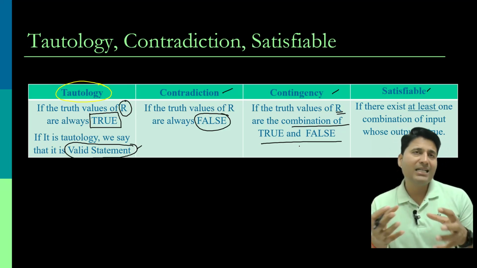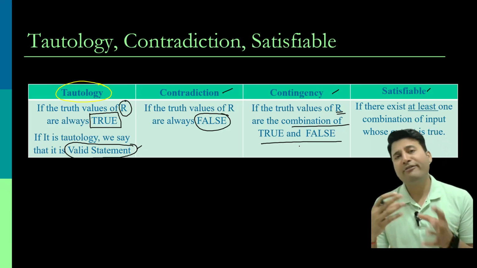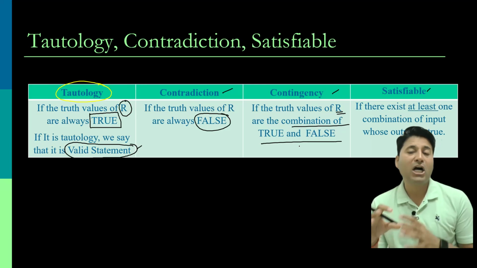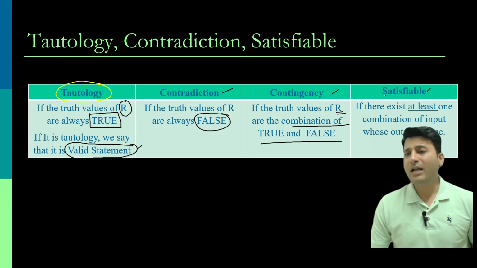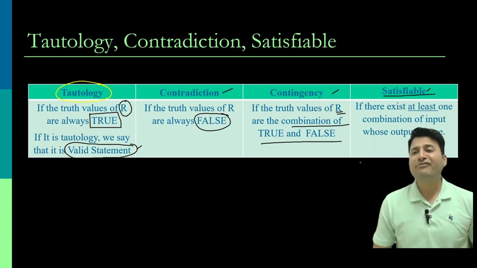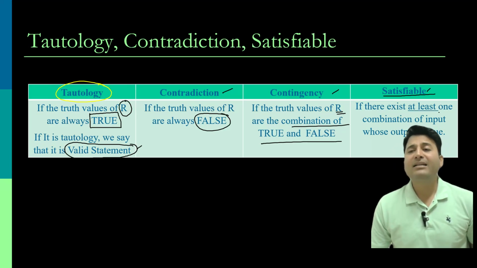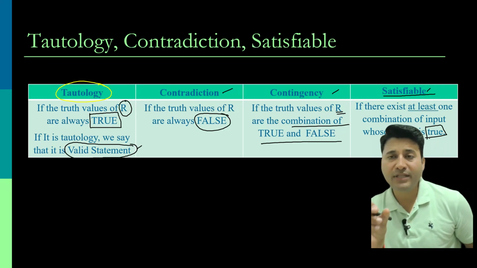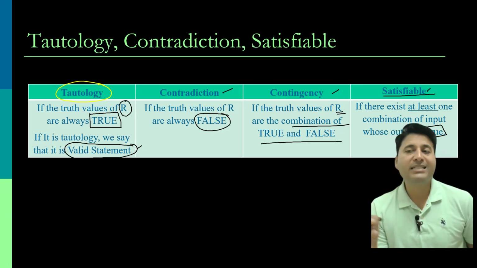Many students understand it in terms of it having 50% T and 50% F. There's not any specification or quantification for how many true or how many false should be there. Talking about the last term, which is satisfiable. A compound proposition is called satisfiable if at least one combination of input is there whose output is T. That means the final column of the truth table must have at least one T. Then we call it satisfiable.